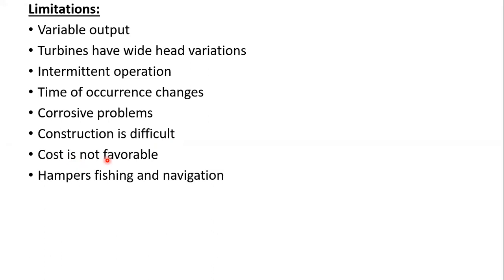Okay, and next one is it hampers fishing and navigation. That is, it is feared that a tidal power plant would hamper the other natural uses of estuaries such as fishing and navigation. It gives a blocking type of work. It blocks the work of other navigation done on the seashore or bay.